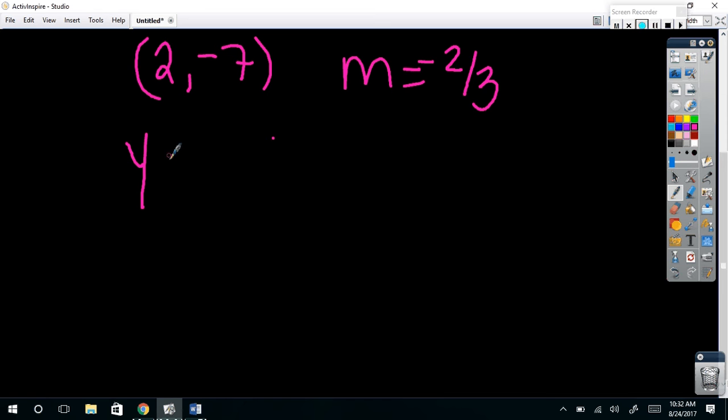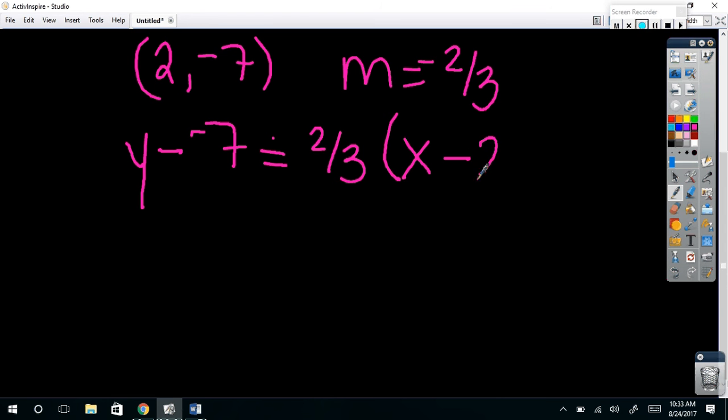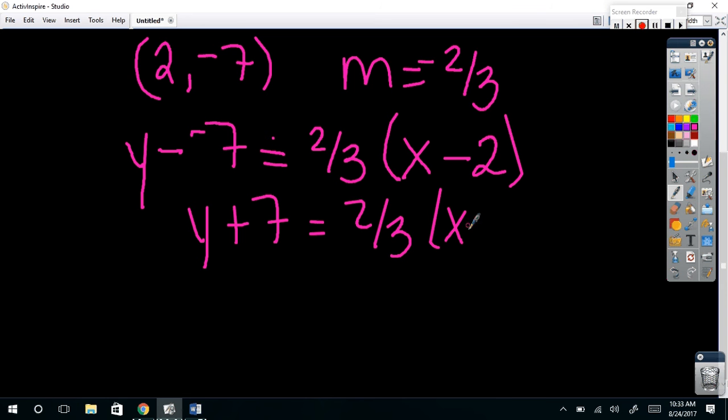y minus, what's the y coordinate of the point? -7. Equals slope times x minus 2. It would be y plus 7 equals -2/3 times x minus 2. And that's all you have to do.